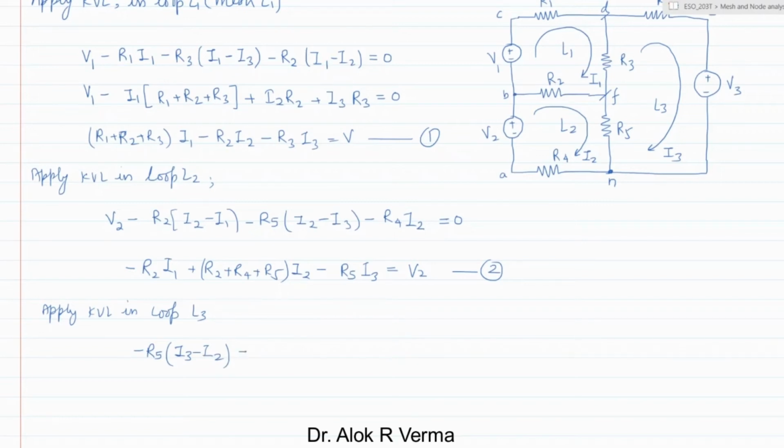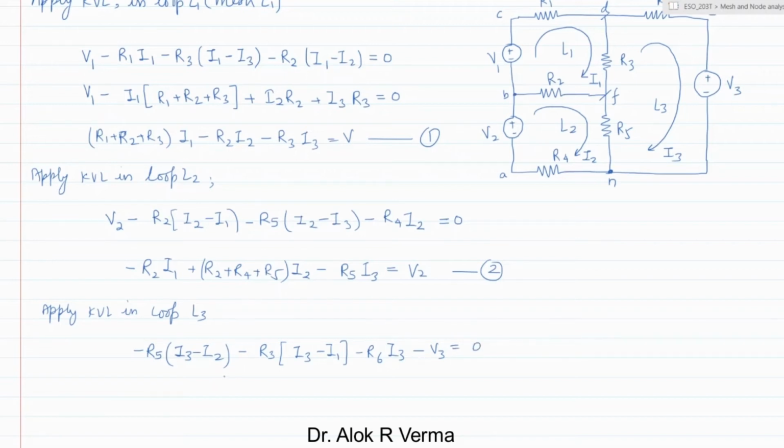Then moving from F to B, we have R3. Then the current will be I3 minus I1. Then we have R6 into I3. Then we have the drop of V3. In the direction of current there is a drop, right? So V3 is nothing but 0.